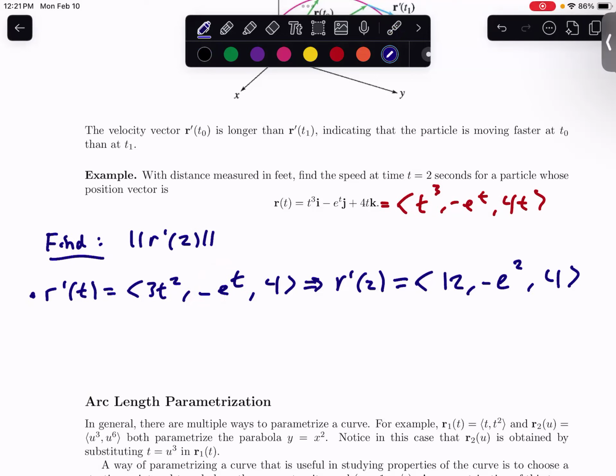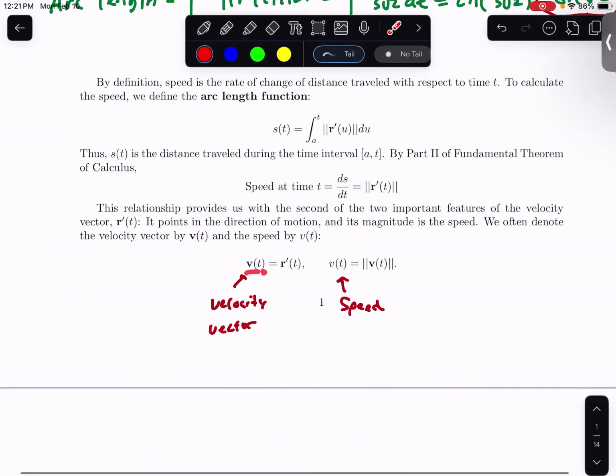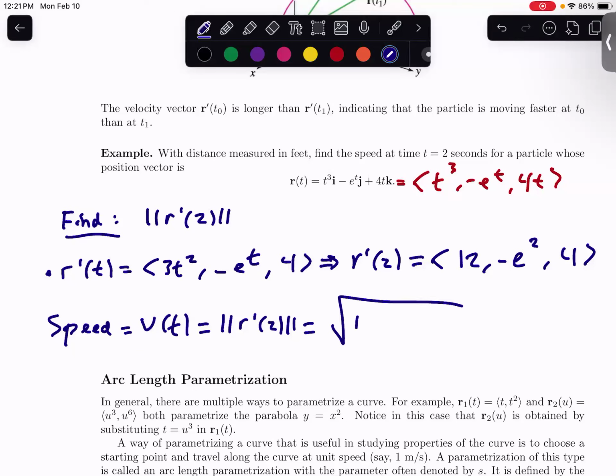So if you want to find the speed, this is what I was saying before. I'm writing out the speed, this is v of t. I'm not talking about the velocity vector. Their notation, when I'm writing it out, is going to look similar, but if I'm saying this is unbolded v, this is the speed. This is equal to the magnitude of r prime evaluated at 2, which is the square root of 12 squared plus the square of e to the second power plus 4 squared. If you put this into a calculator, this is approximately equal to 14.65.